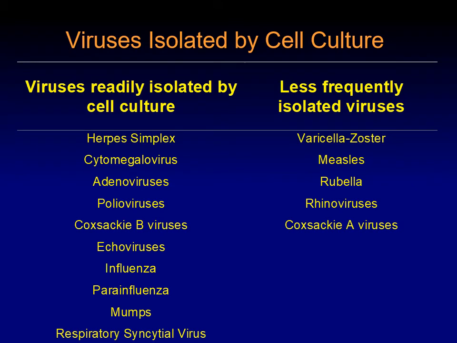Now, usually we use cell culture techniques to isolate certain viruses. For example, herpes, cytomegalo, adeno, and polio are usually best grown and isolated by cell culture techniques. However, less frequently isolated viruses, for example measles, rubella, rhinoviruses, and Coxsackie, are less frequently isolated by cell culture, simply because, for example, in rhinovirus the infection usually lasts only a few days. So it's not really worth growing the virus for the purpose of amplifying and detecting what sort of virus is present.